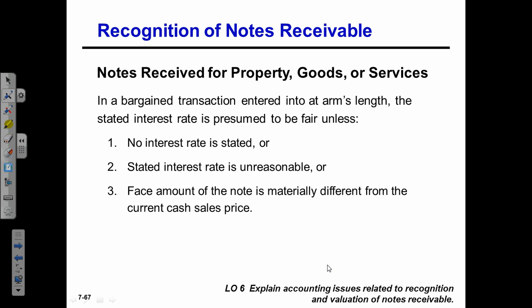Notes received for property, goods, or services, I just said that, right? Bargain transaction entered at arm's length, the stated interest rate is presumed to be fair unless there's no interest rate or it seems unreasonable. The face amount of the note is materially different from the current cash sales price. If I could have bought it for a lot less than the note, there's interest.